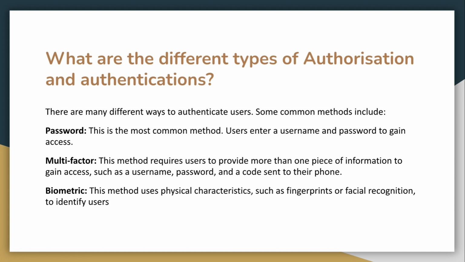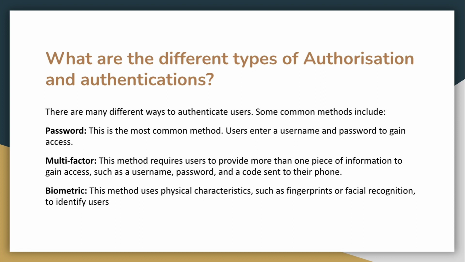So let's move to our next question, that is what are the different types of authorization and authentication. Before answering this, let's first understand what authorization and authentication mean. Authentication is how we verify who a user is, while authorization is how we determine what a user is allowed to do. So there are many different ways to authenticate a user.